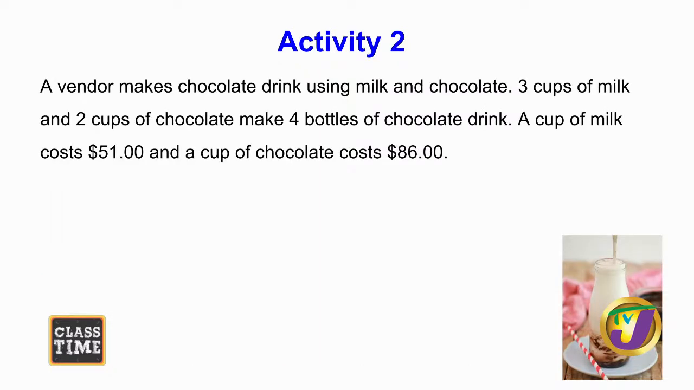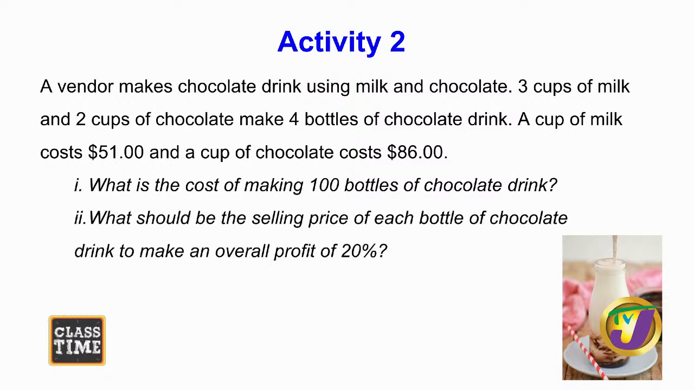All right, so moving right along into another activity. A vendor makes chocolate drink using milk and chocolate. 3 cups of milk and 2 cups of chocolate make 4 bottles of chocolate drink. A cup of milk costs $51 and a cup of chocolate costs $86. Now, what is the cost of making 100 bottles of chocolate drink? And what should be the selling price of each bottle of chocolate drink to make an overall profit of 20%?